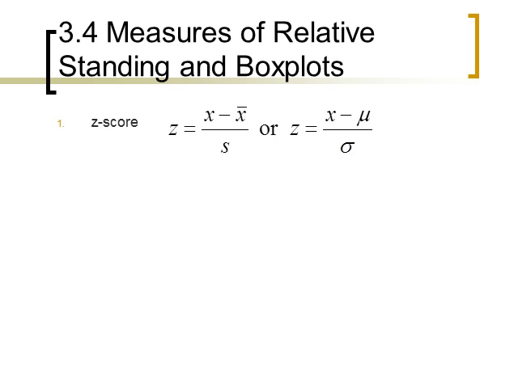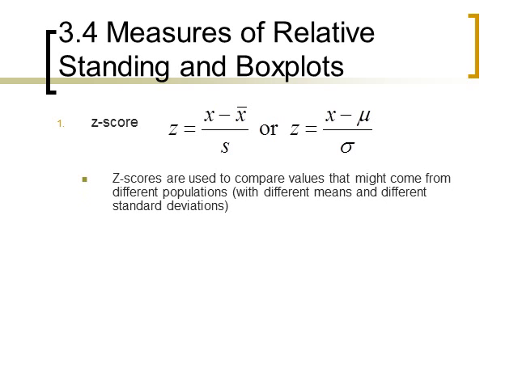I just wanted to point out that both of these z-score formulas are really the same thing. It's just that x bar and mu are both the mean. x bar is the mean of a sample and mu is the mean of the whole population. And then s and sigma are both representative of the standard deviations. So really the z-score formula is your score x, minus the mean, divided by the standard deviation.